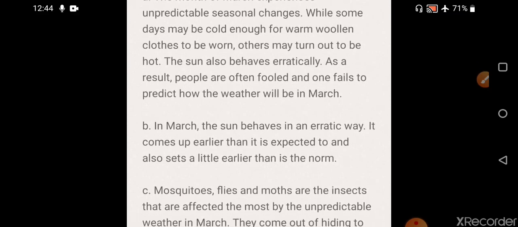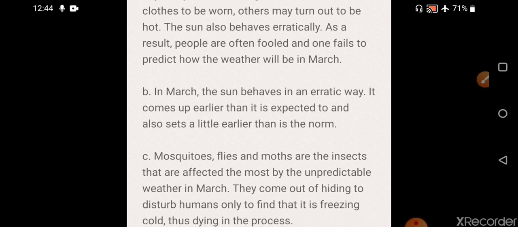Second is, how does the sun behave in this month? So in March, the sun behaves in a very erratic way. It comes up earlier than it is expected to, and also sets a little earlier than is the norm.